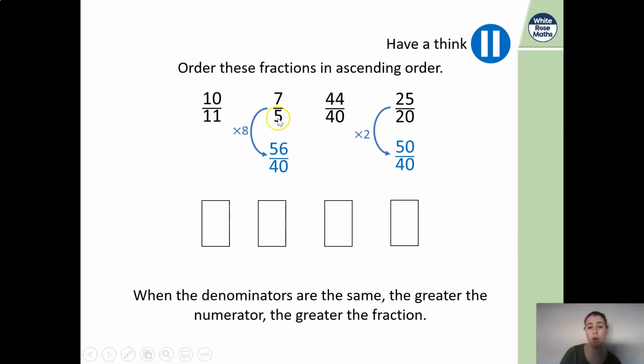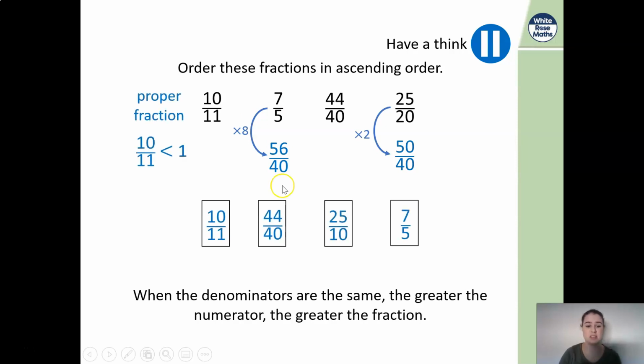Here I've got more than one whole 5. Here I've got more than one whole lot of 40. And here I've got more than one whole lot of 20. I don't have a whole here. This is a proper fraction. So this already is going to be my smallest number because it hasn't gone beyond being bigger than a whole. Okay. So that's going to be my first number in there.